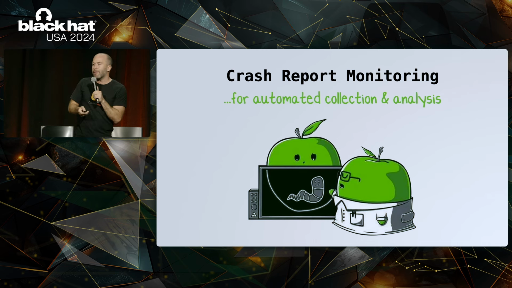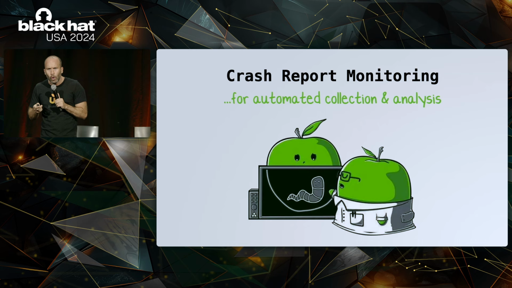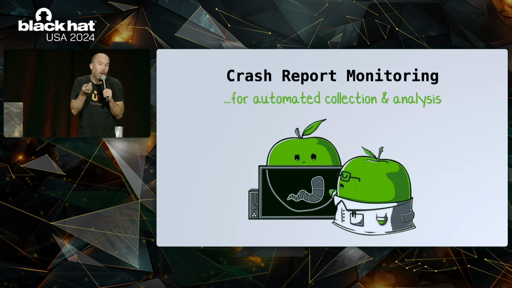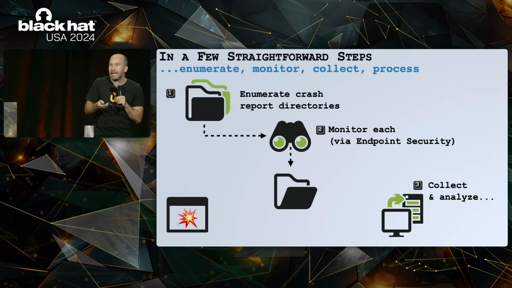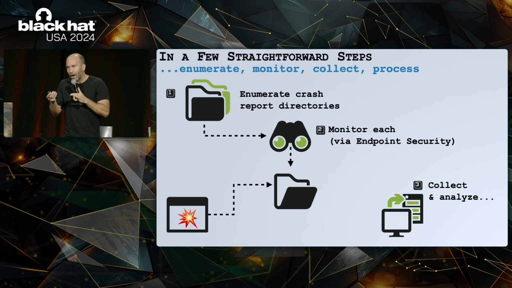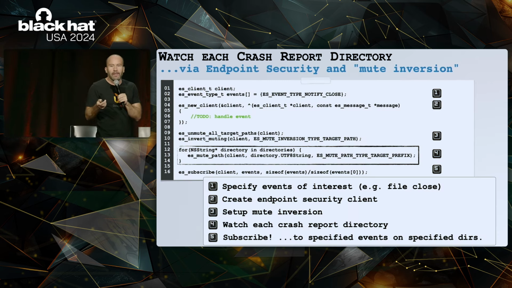Now, I briefly want to end by talking about crash report monitoring, because at this point, you're probably like, yeah, crash reports are cool. How do I, for example, monitor for them in my enterprise so that I can collect and analyze these? Well, it turns out it's pretty easy. The idea is just to monitor the crash report directories, and then when new crash reports show up, grab those and perform some analysis. So we can do this with endpoint security.